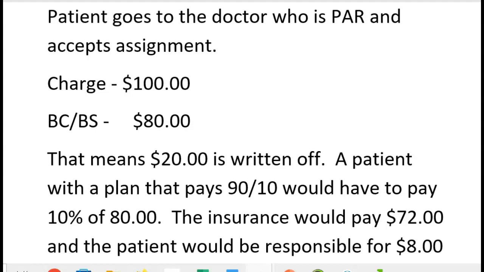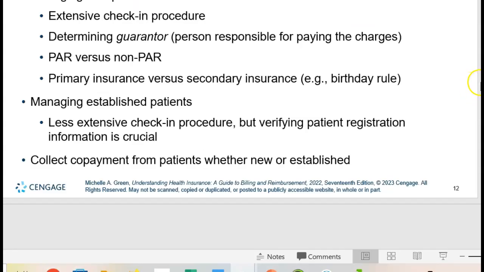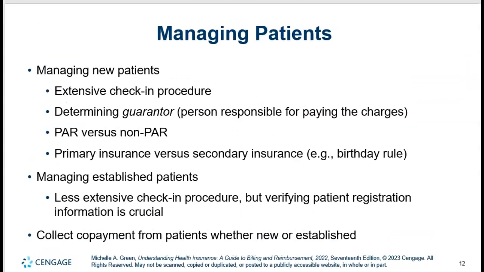And then Grand River, Great River, sorry, keep messing that up, would have to try to get that money from the patient plus the $20 extra. So they would have to get the whole $100 from the patient. And that would be a nightmare in collections. So just a little FYI on what par and non-par is. All right, so back to the PowerPoint we go.